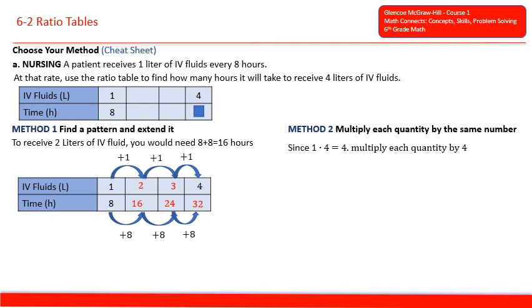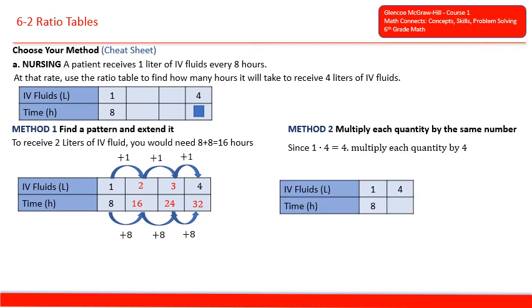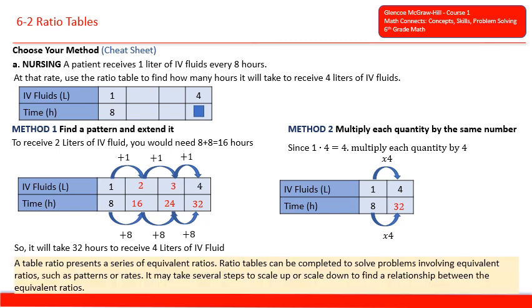Now we could do method 2. We multiply each quantity by the same number. Since 1 times 4 equals 4, we're going to multiply both times 4, and we get 32. So it will take 32 hours to receive 4 liters of IV fluid.